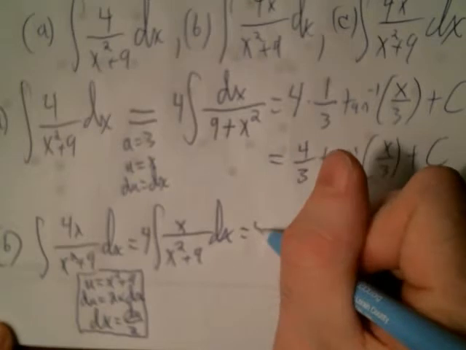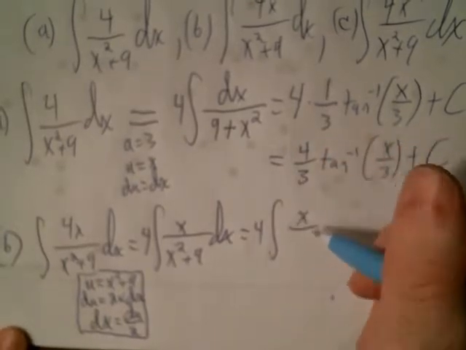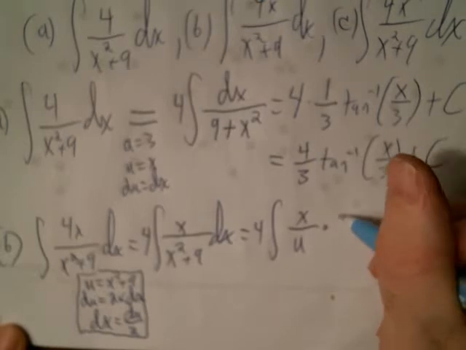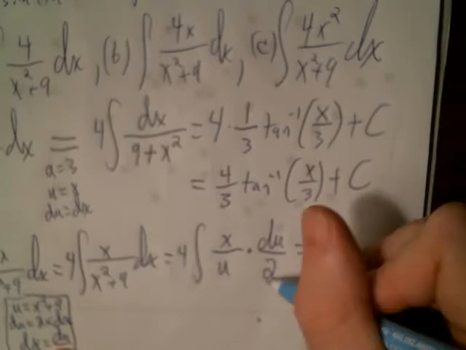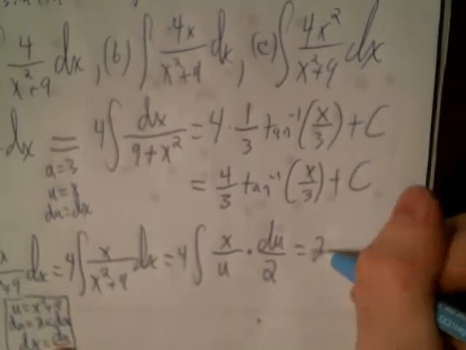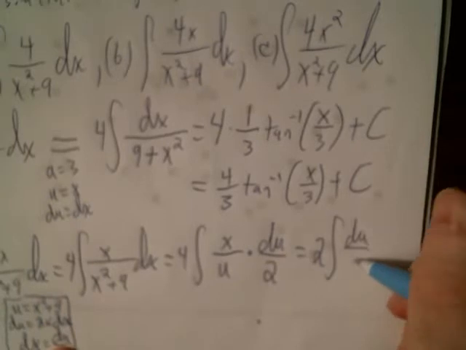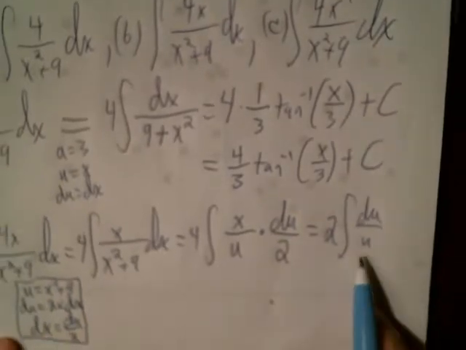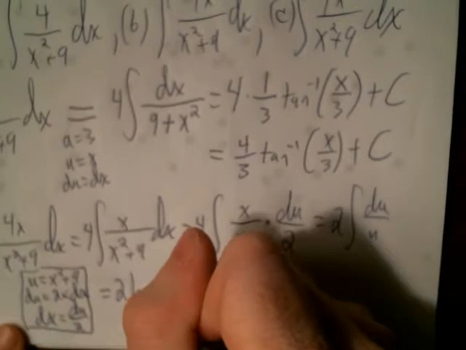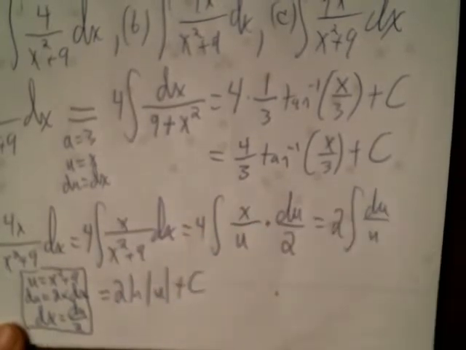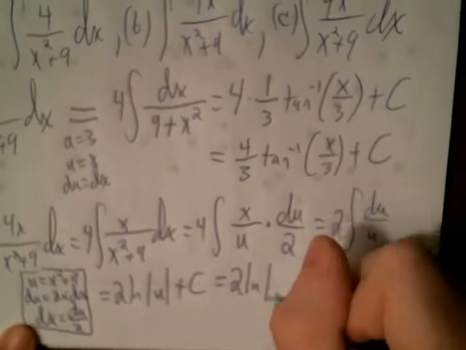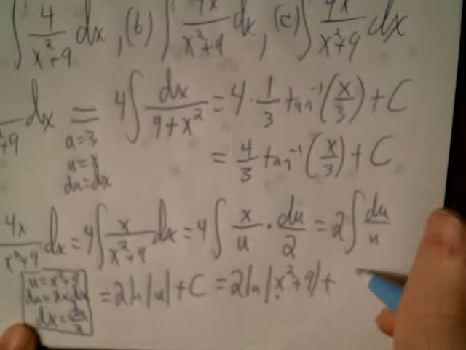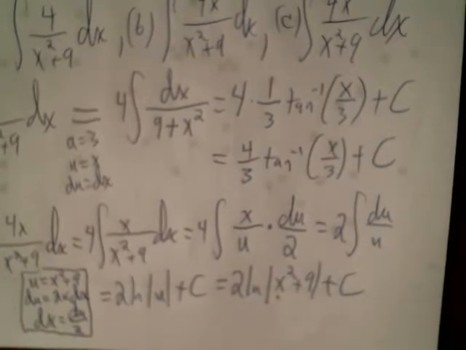So I have 4 times the integral of x all over x squared plus 9, where I'm replacing x squared plus 9 with u and dx with du over 2. Factor out the 1/2, I'll have 4 halves, so 2 times the integral of du over u. That's our natural log integral, so I'll end up with 2 ln absolute value of u plus c. And then this will just be 2 ln absolute value of x squared plus 9 plus c. Okay?